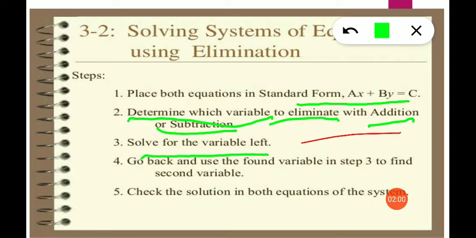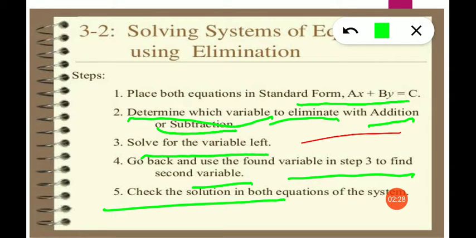When we get the value of one variable, we will go back to the first or second equation, any one equation, and then we put the value of the variable which we got in the third step, and we will find out the second variable's value also. And the fifth step is to check the solution.